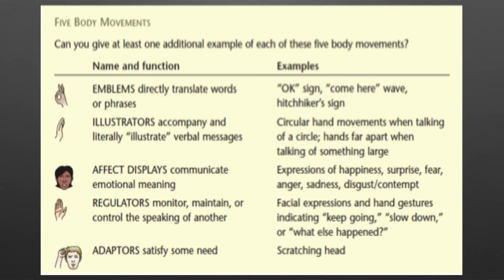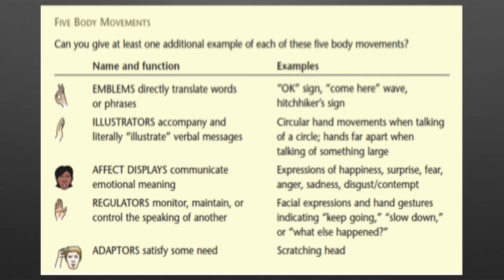So if you look at the 5 body movements in this graphic, you can see that we have some explanations. Emblems are signals that we give nonverbally that translate directly into phrases. So we might say, okay, or come here, or hello, or go away. We might give the middle finger. Those are examples of emblems. Illustrators accompany and literally illustrate verbal messages. So, for example, if you're giving directions to someone and you point, or perhaps you're talking about some concept that is circular, and so you turn your hand in a circle as you're talking.